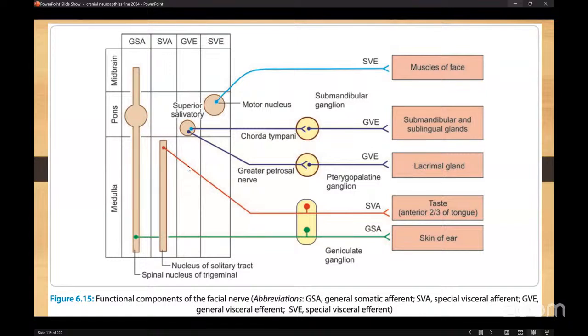Then the nucleus of tractus solitarius is special visceral afferent. It carries the taste sensation from the anterior two-third of the tongue. And the spinal nucleus of trigeminal nerve carries the general sensations from the skin of the ear. So four nuclei: the motor nucleus; the superior salivatory nucleus, for the parasympathetic supply; the nucleus of tractus solitarius, for taste sensation of the anterior two-third of the tongue; and the spinal nucleus of trigeminal nerve, for the skin of the ear.